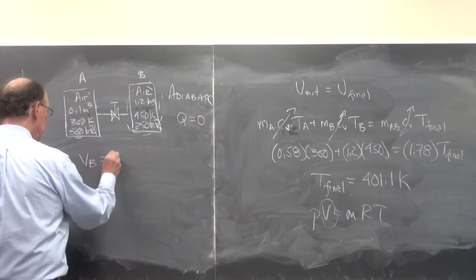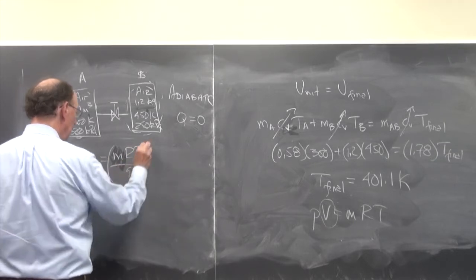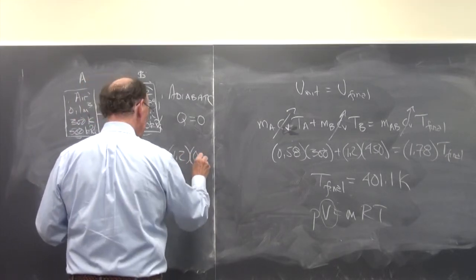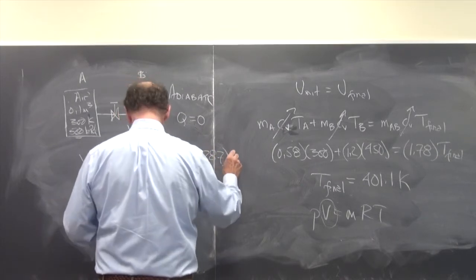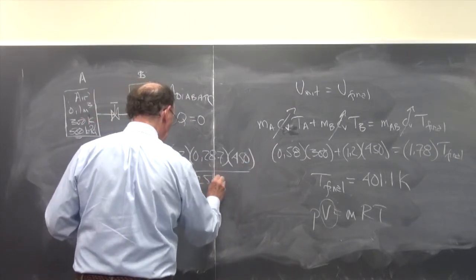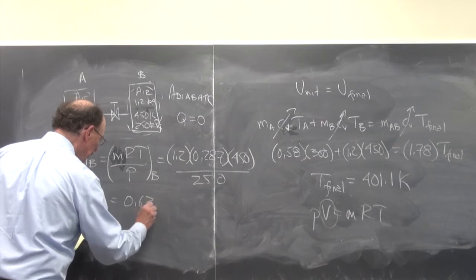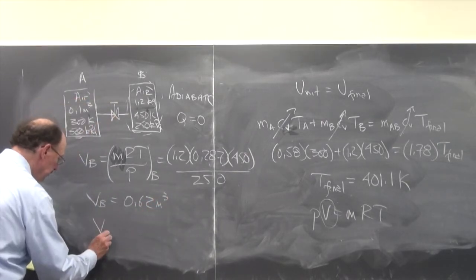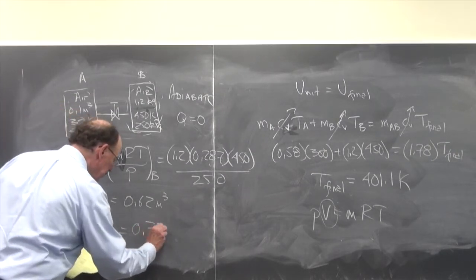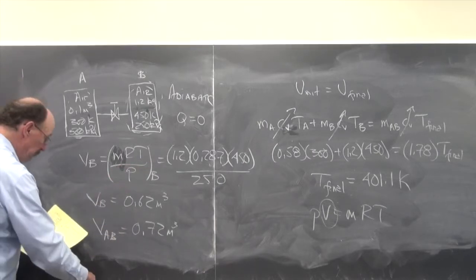So V_B is equal to P is equal to mRT over P. V_B is equal to 1.2 times 0.287 times 450 divided by 250, where we have that V_B is equal to 0.62 cubic meters. So V_AB, if you will, is equal to 0.72 cubic meters. I've added 0.1 to this, and so now I can find the final pressure.